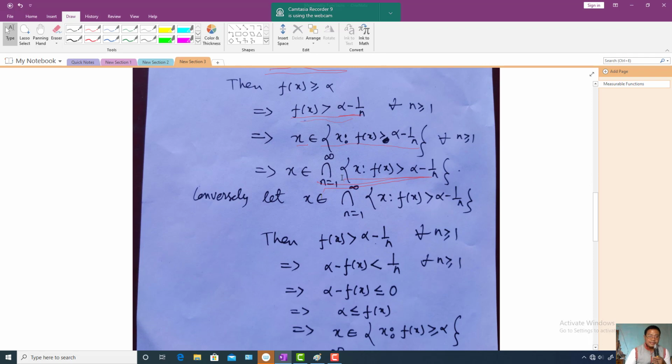Now conversely, let us take one arbitrary point from this set. Let x be a point from here. That means x is a member of this intersection. That means x is a member of every member of this intersection, right?